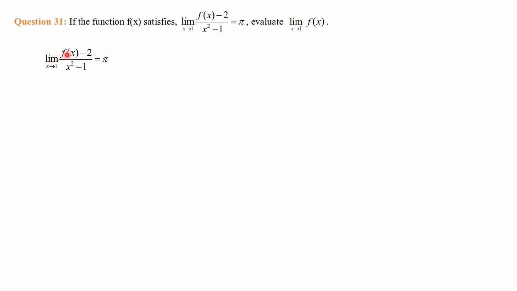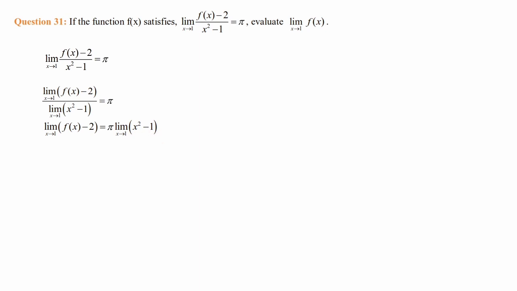Limit x tends to 1 of (f of x minus 2) by (x square minus 1) is equal to pi. Here by using algebra of limits, we can split the limits in numerator and denominator. That is limit x tends to 1 of f of x minus 2 divided by limit x tends to 1 of x square minus 1 equal to pi. We can take this limit here. That is limit x tends to 1 of f of x minus 2 is equal to pi into this quantity, so pi into limit x tends to 1 of x square minus 1.